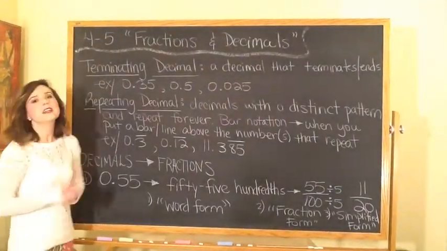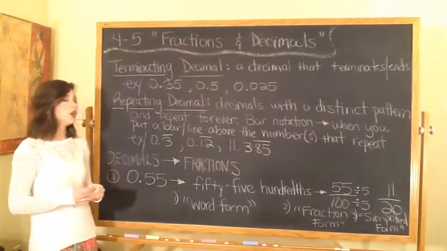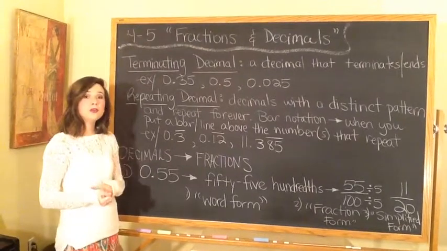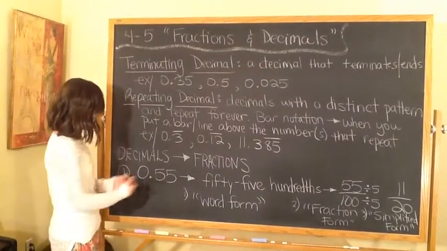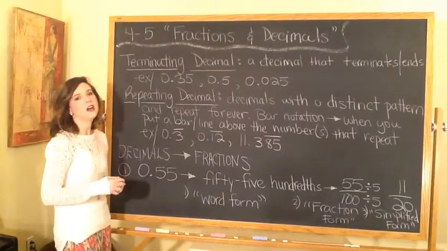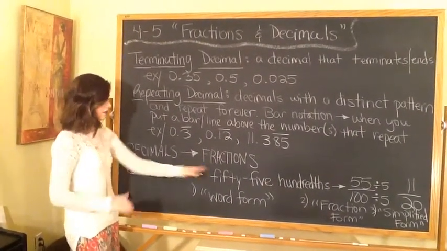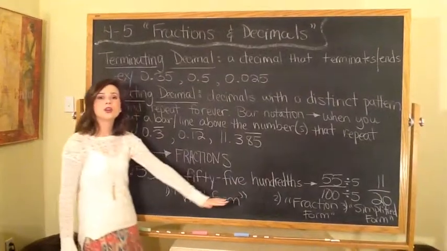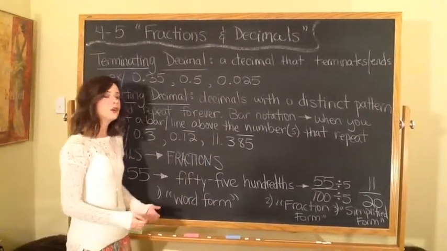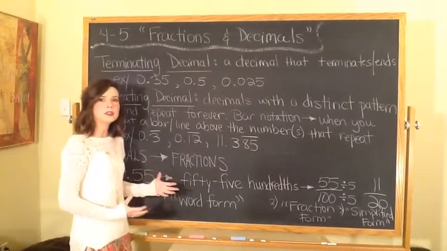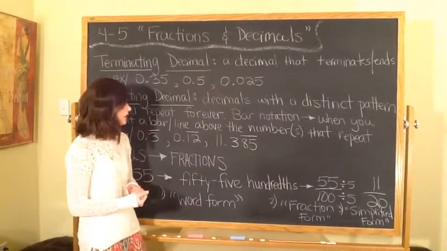Okay? So now let's talk about how we go from decimals to fractions. We do this in a few steps. First of all, if we had 55 hundredths, the first thing we would do is say it. 55 hundredths. We put it in word form, because when we say it in word form, we are talking about the place value and the numbers. That kind of tells us what our fraction is going to look like.